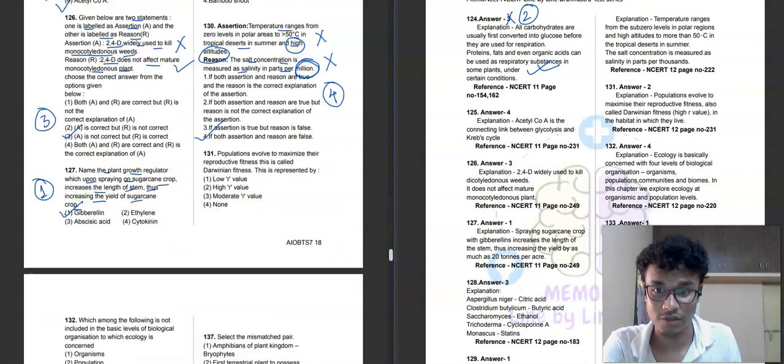Now the next question, 131. Populations evolve to maximize their reproductive fitness. This is called Darwinian fitness. This is represented by low r value, high r value, moderate r value, or none. So the second option will be the correct answer: the species which have a high r value are more fit. So the second option will be the correct answer for this question.